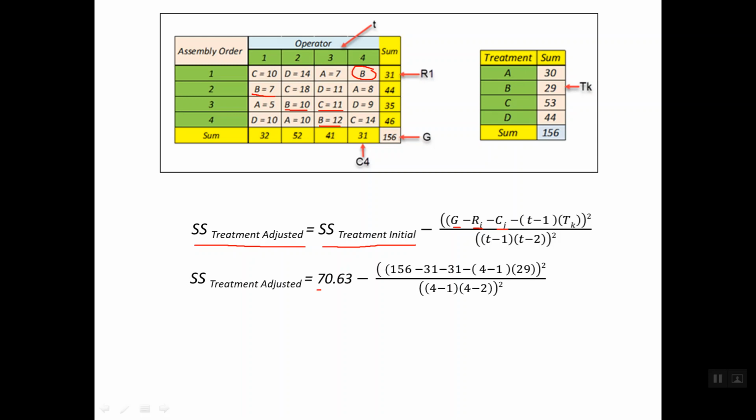This is the calculated value for the SS for the treatment. This is capital G. This is R1. This is C4. This is T minus 1. And this is T sub K, which is T sub B, divided by T minus 1 multiplied by T minus 2, all squared.